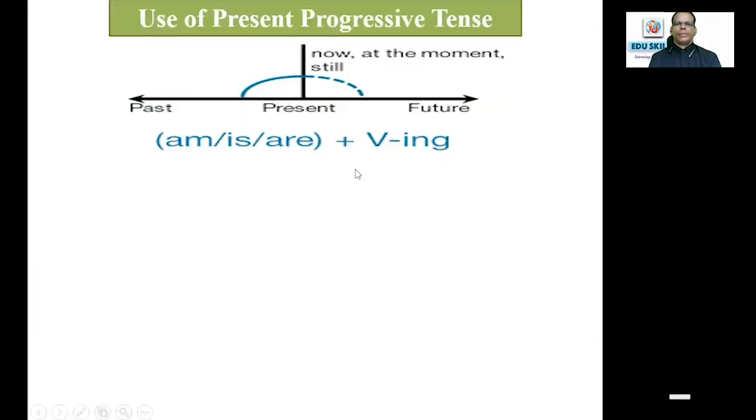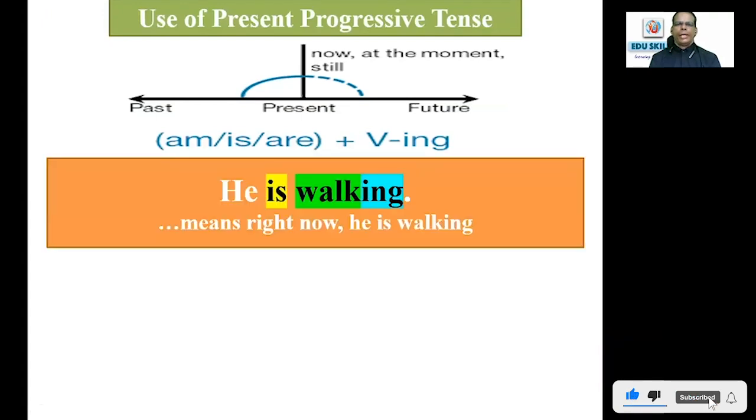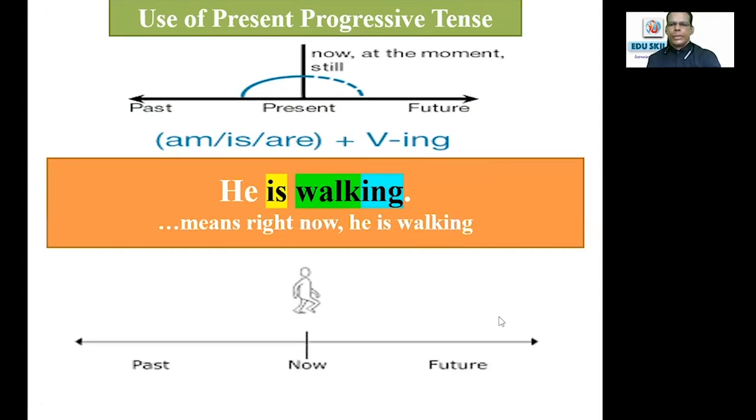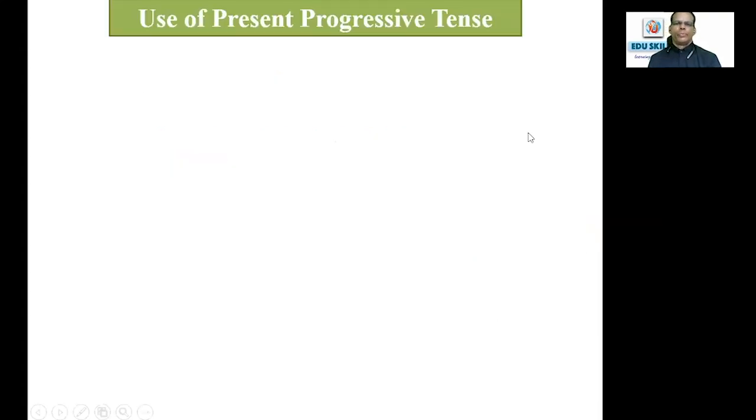Yes. Now, the use of present progressive tense. How do we use it? Am, is, are plus ing form. He is walking. I am walking. We are walking. The ing form is here. It means right now he is walking. Right now it's happening. He maybe started walking earlier, but still he is walking. He is continuing his walk. That is present progressive. The action is progressive.